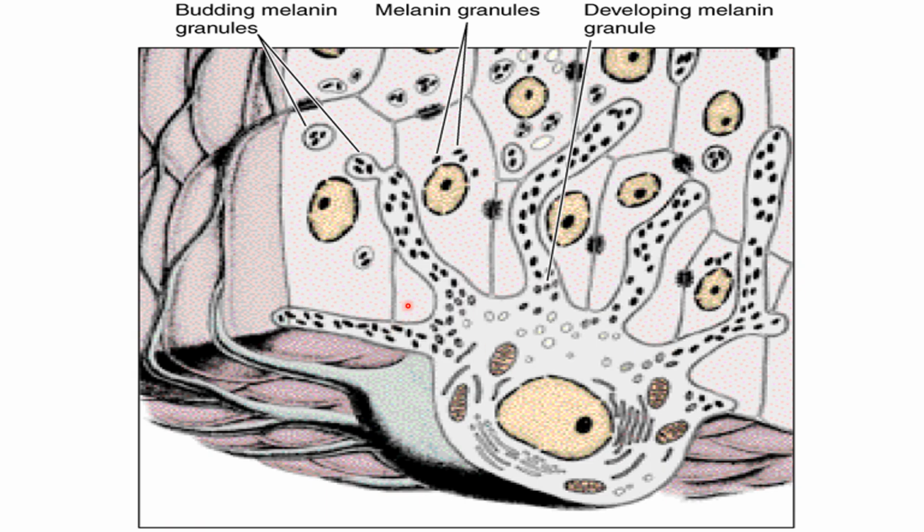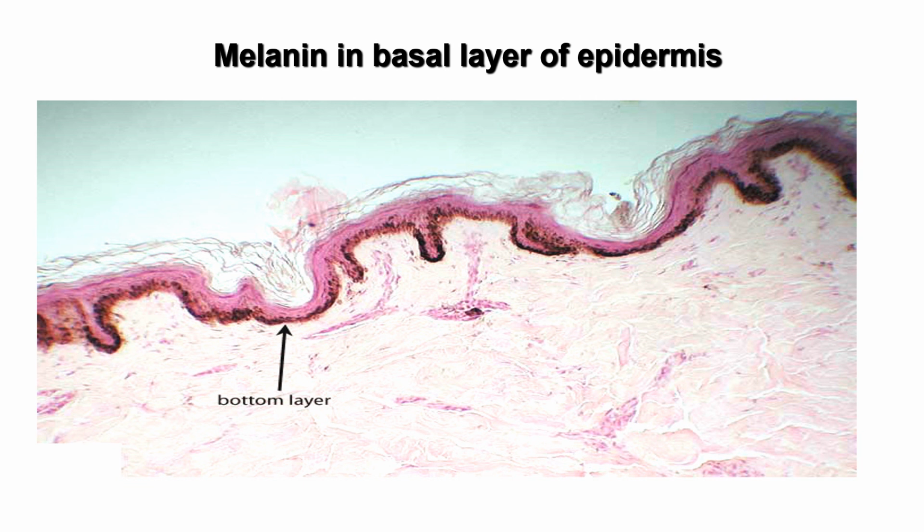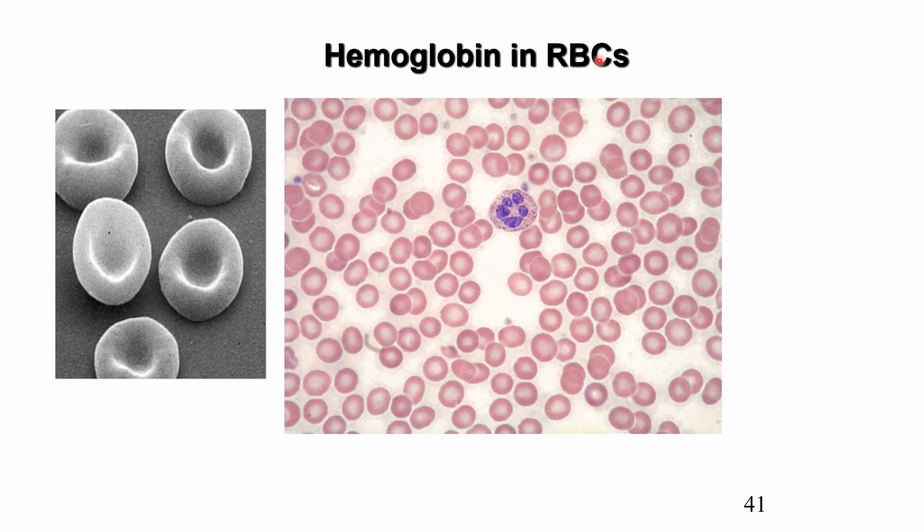This is a diagrammatic picture showing a melanocyte which forms the melanin granules. Here is the skin, and these brown pigments are the melanin pigments which are present in the epidermis of the skin. Hemoglobin. The red color here is the hemoglobin, which is the oxygen-binding protein. This is an RBC by scanning electron microscope, and this is the hemoglobin content.